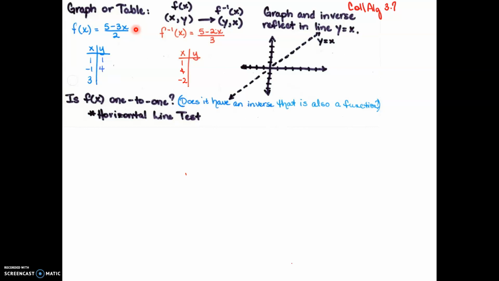And then let's plug in 3. So 3 times 3 is 9. 5 minus 9 is negative 4. Negative 4 divided by 2 is going to give us negative 2. And let's go plot those 3 ordered pairs. So we've got the point 1, 1 right here. And then we've got negative 1, 4 right here, and 3, negative 2 right here. So that would be the graph of our original function.